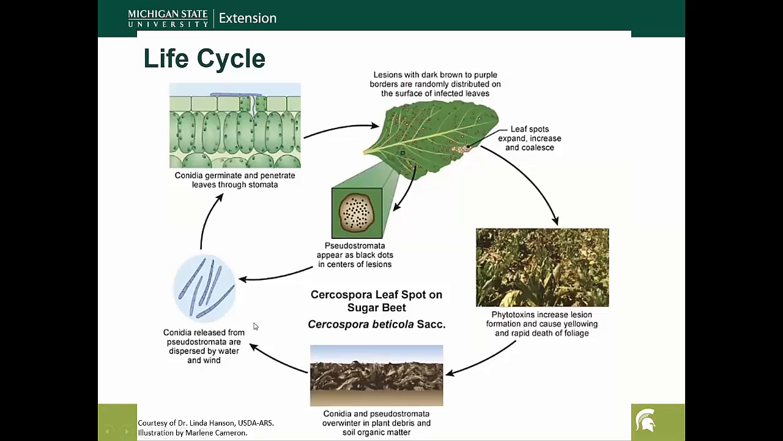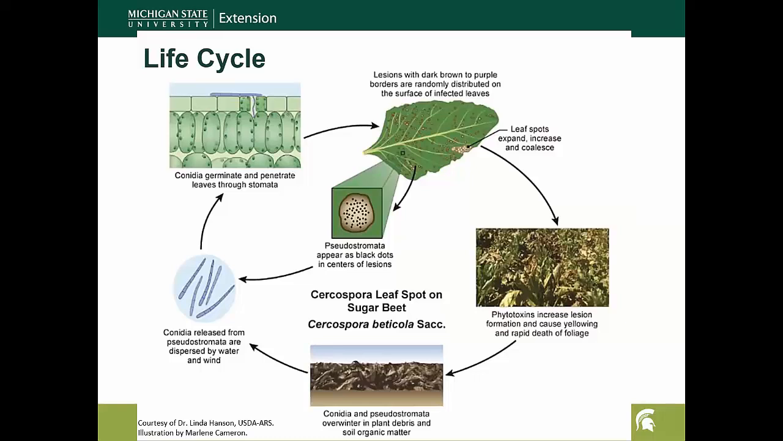So in the late spring and early summer, those overwintered pseudostromata will produce new spores or conidia, and those conidia will be moved by some sort of an outside force, such as rain splashing, wind, or an insect, to a new leaf that can be infected. Once that conidia lands on a new leaf, if the conditions are right, so if you have warm, humid conditions, the conidia will germinate and hyphae will begin to grow across the leaf surface. It will grow until it finds a natural opening in the leaf through which it can infect, and the hyphae will begin to grow internally inside the sugar beet.